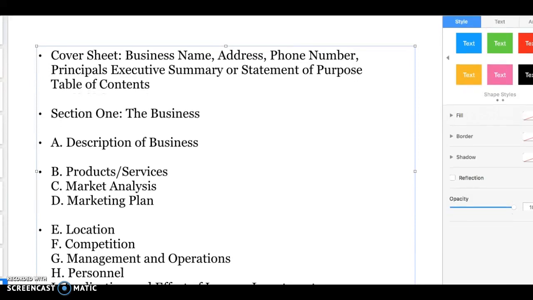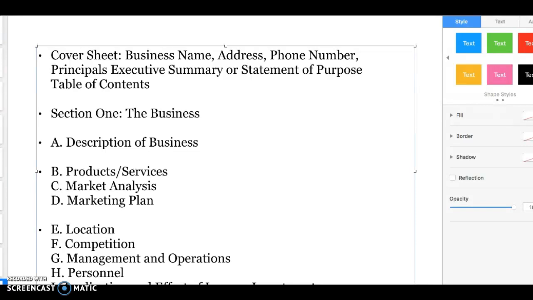So, when putting it together, I'll put this up so you can see it. Basically, a nice cover sheet with your business name, either a real business that you're looking at or a fake or made up one, an address, information, your table of contents, and then section 1: what is the business? How would you describe it? Are there any products or services? How would you analyze it on the market? And what sort of plan would you give?